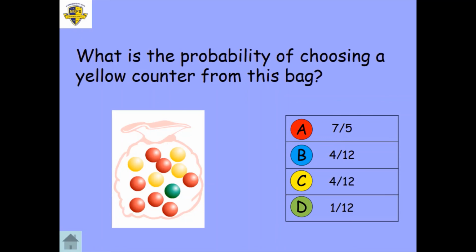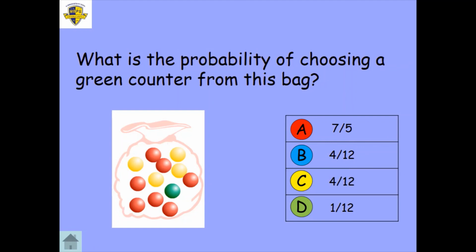Who wants to answer this question? What is the probability of choosing a yellow counter from this bag? How many yellow counters do we have? Yes, we have 4. And total counters, how much? Yes. Can anyone tell me how much? Yes, it's 12. So 4 out of 12. Excellent.